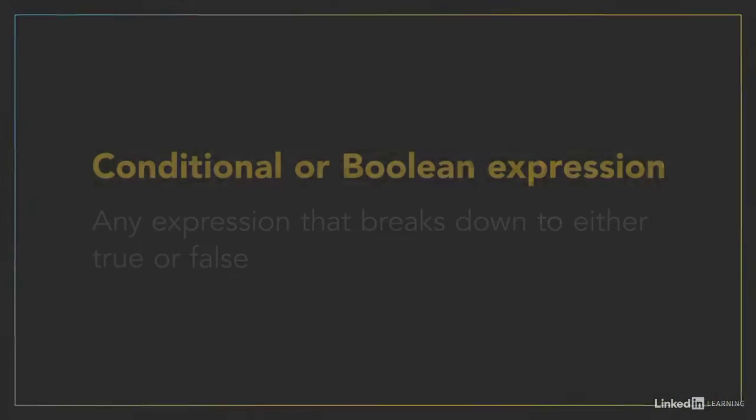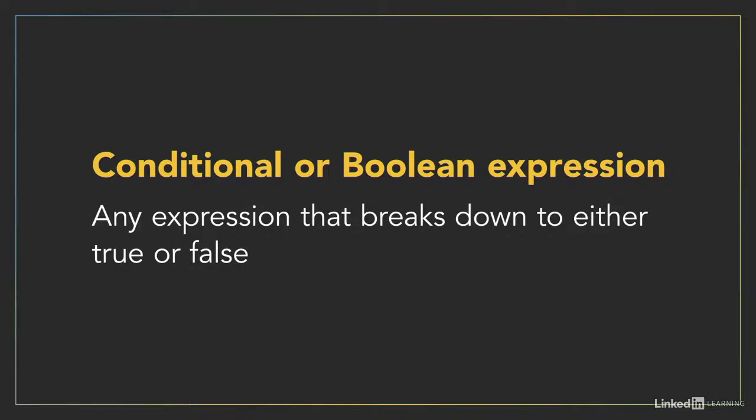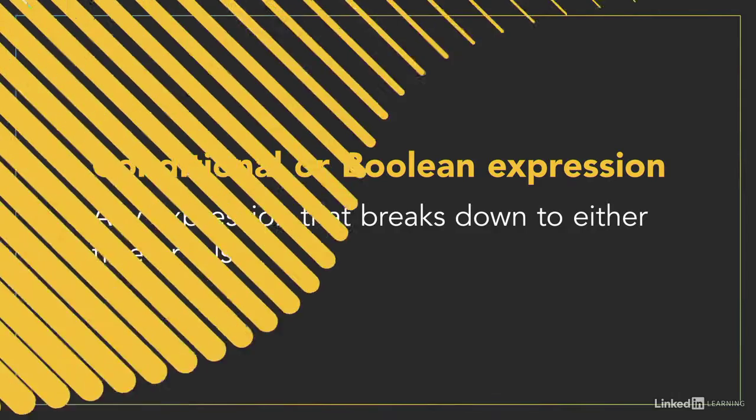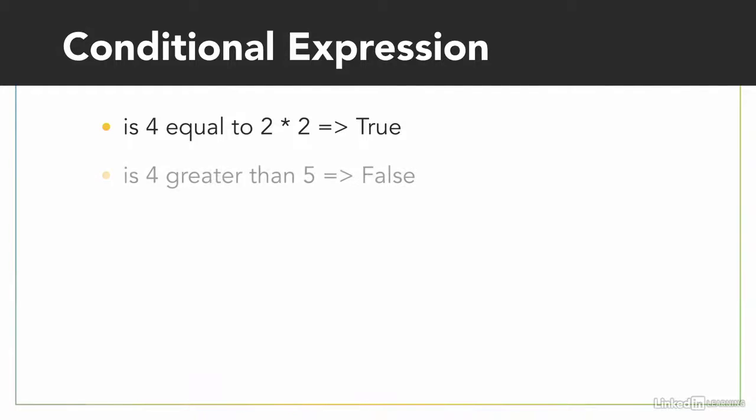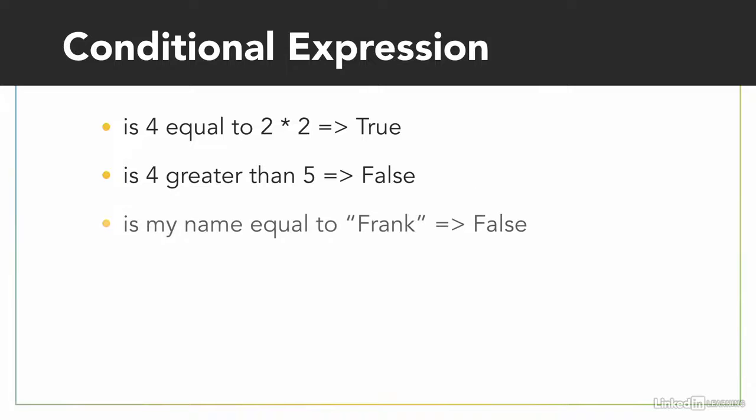Any expression that breaks down to either true or false is called a conditional or Boolean expression. For example, does the number 4 equal 2 times 2? Yes, that would evaluate to true. But is it greater than 5? No, then it would be false. And finally, here's an example that doesn't involve numbers. Is my name Frank? Nope, it's Anise. This would evaluate to false as well.